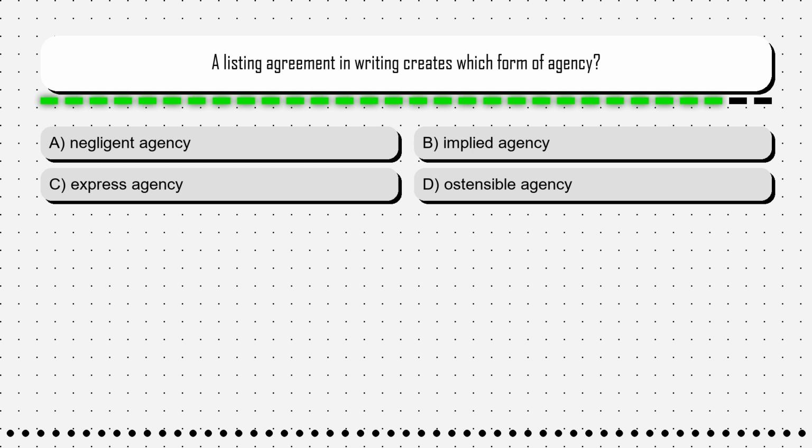Question 51. A listing agreement in writing creates which form of agency? Option A, a negligent agency. Option B, implied agency. Option C, express agency. Option D, ostensible agency.